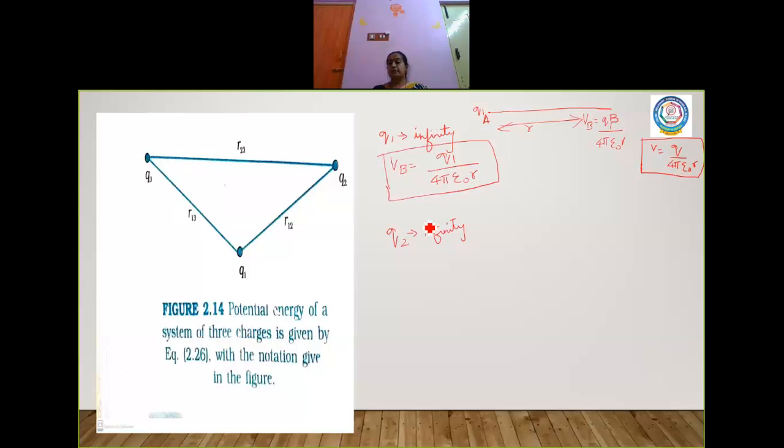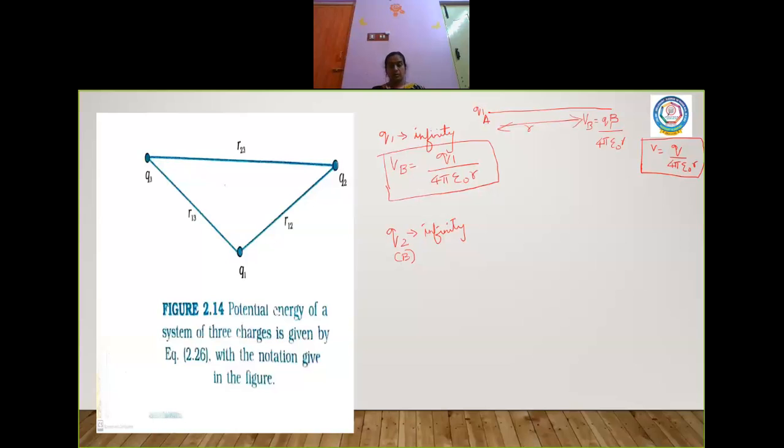Now where am I bringing this charge? I am going to bring the charge Q2 to B, from infinity. In the first case, when I brought the charge Q1 from infinity, I did not do any work, because there is no electric field, nothing is there. So it is very easy for me to bring a charge Q1 from infinity to a point A. No work done.